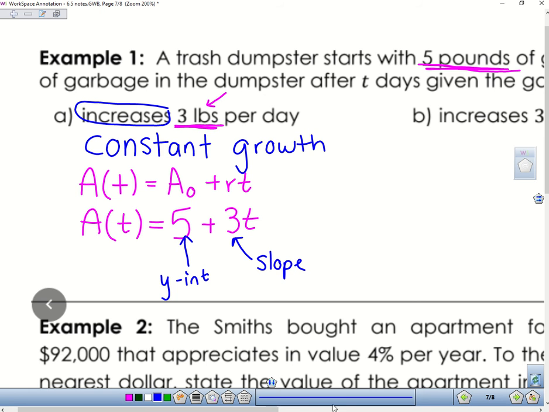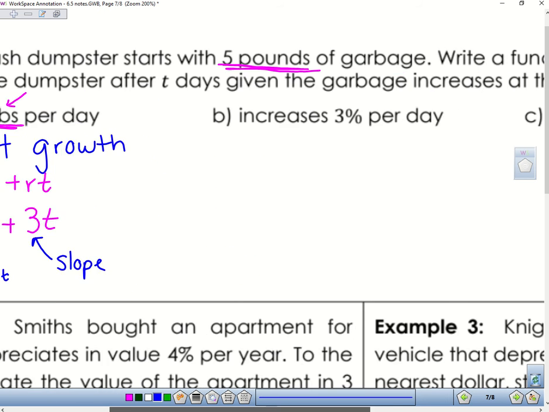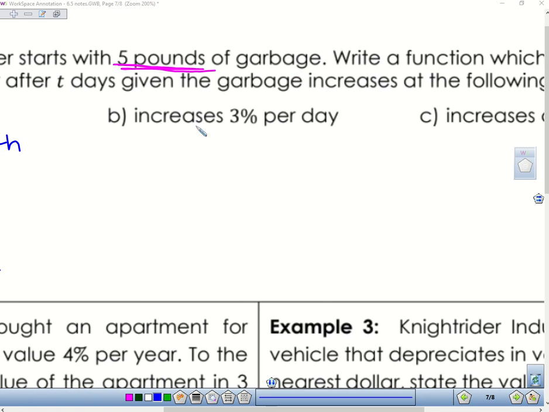Alright, let's go ahead and try part B. So this one increases by 3% per day. So what do you think this one is? Good. This one's exponential, and is it exponential growth or decay? Good. This is exponential growth.